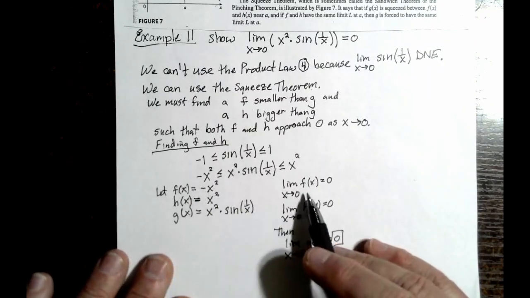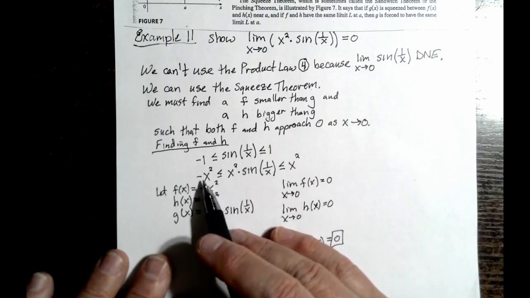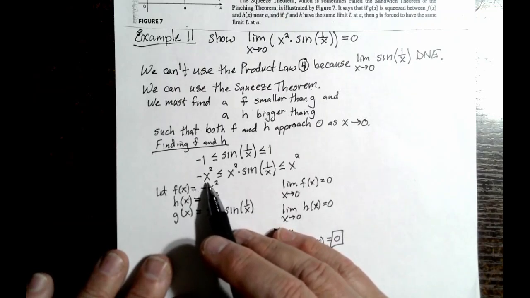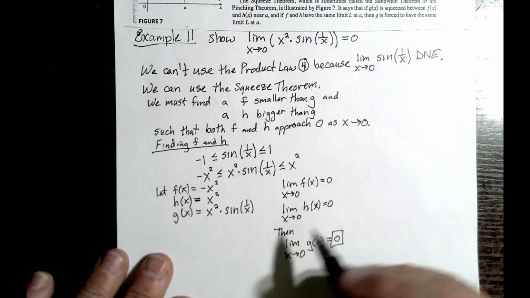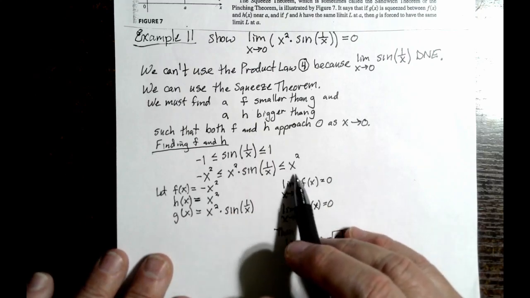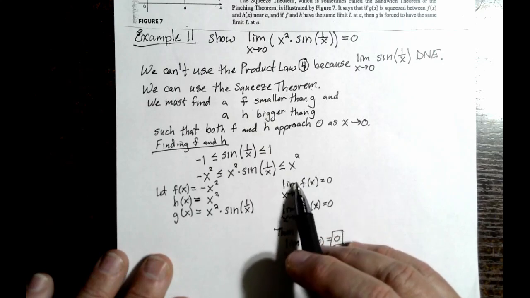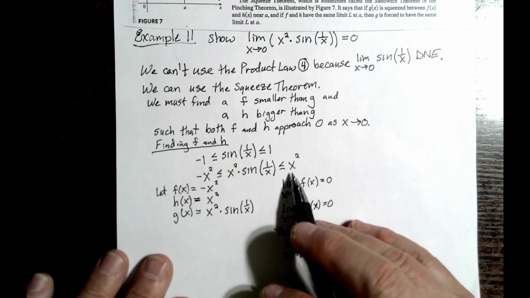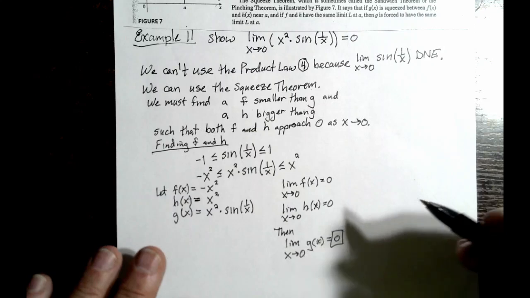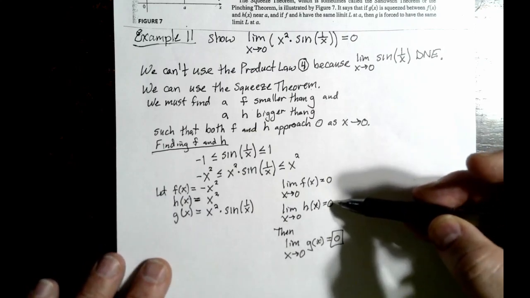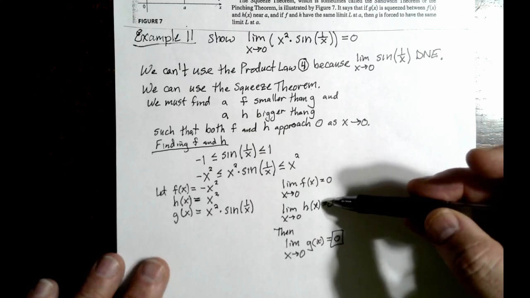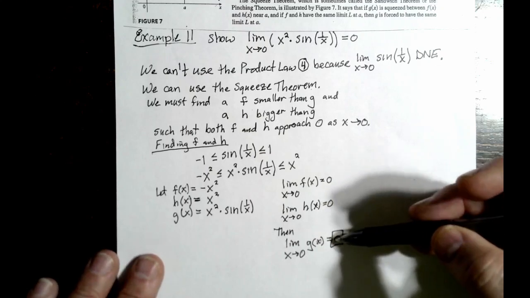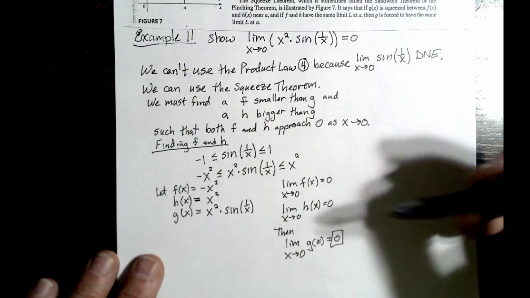Well, the limit of f is just the limit as x approaches 0 of negative x squared, which is negative 0 squared, or 0. The limit of h, as x goes to 0, is just 0 squared, which is 0. So now, since f and h are less than and greater than or equal to g respectively, and they both equal 0, then the limit of g of x has to equal 0 as well.